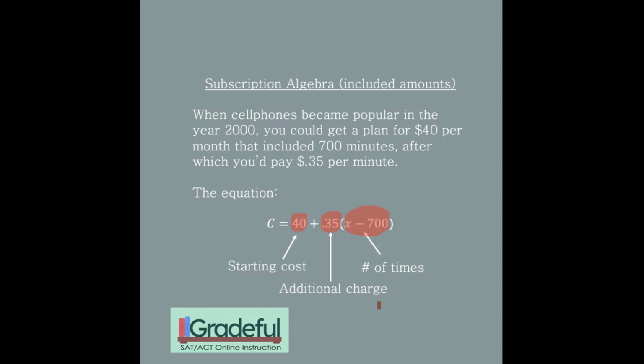And it only works if X is greater than or equal to 700, but it kind of always is in these situations. So just imagine if you spoke 710 minutes, then you would pay your 40, but you'd pay the 35 cents 10 times because 710 minus 700 is going to be 10. So let's go ahead and apply that now.